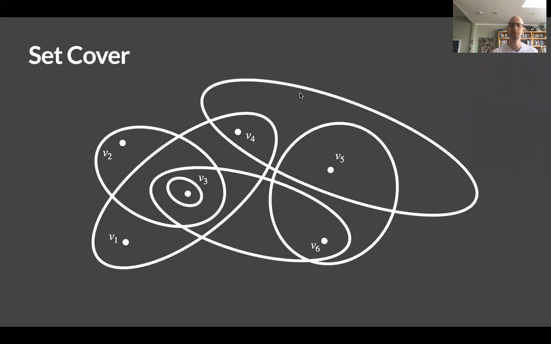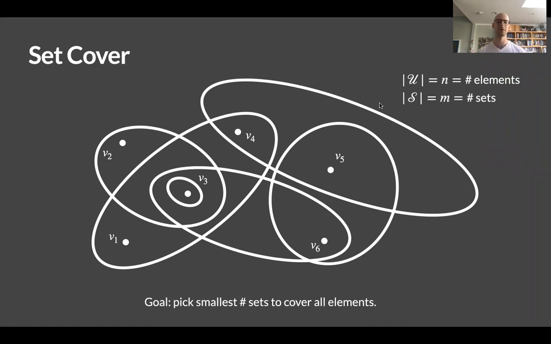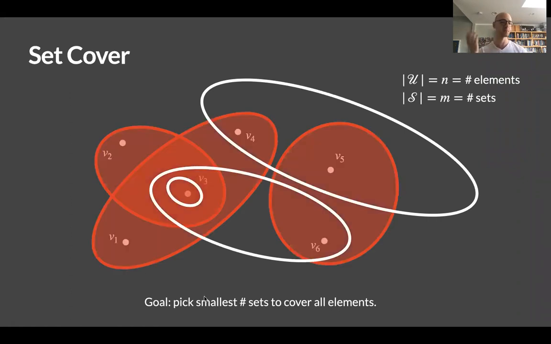What's the set cover problem? You're given a collection U of n elements and a collection S of m subsets of those elements. And what you'd like to do is pick the smallest number of the subsets to cover all the elements. In a picture, perhaps the dots represent the elements and the ellipses represent the subsets. And you'd like to pick the smallest number of sets to cover the elements. So perhaps this collection of red shaded sets is a feasible solution.